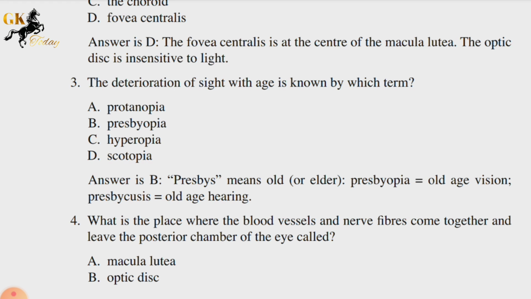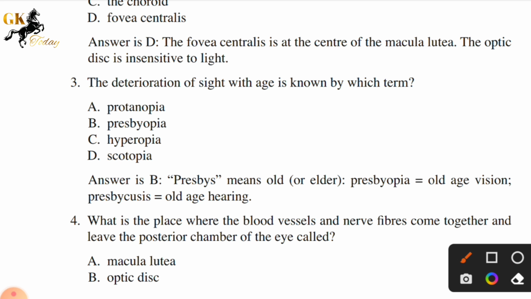What is the place where the blood vessels and the nerve fibers come together and leave the posterior chamber of the eye called? Option B, optic disc.